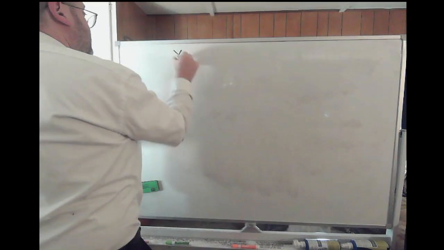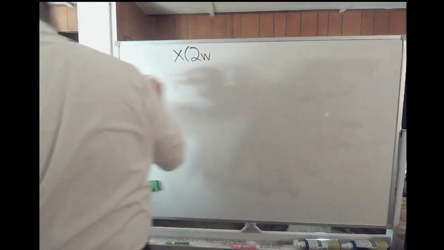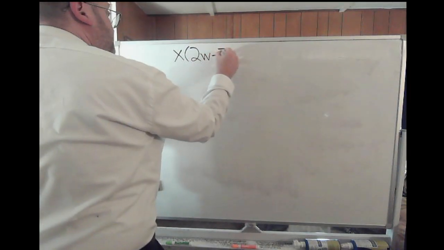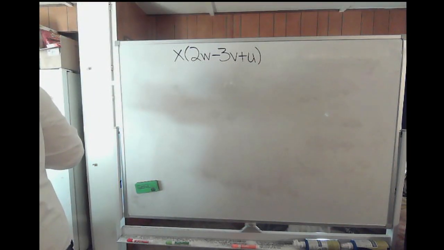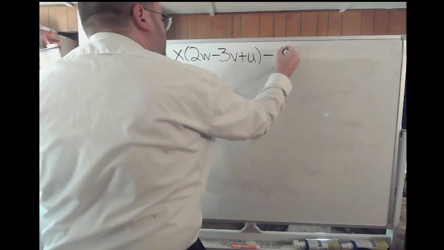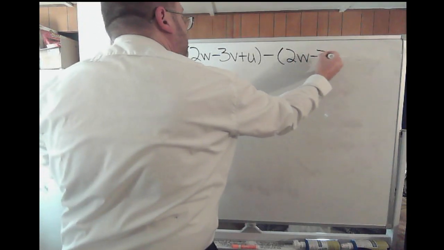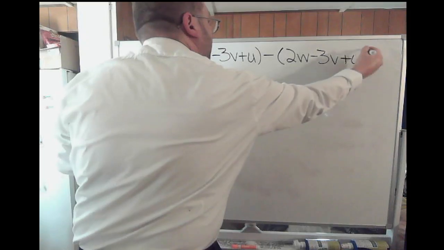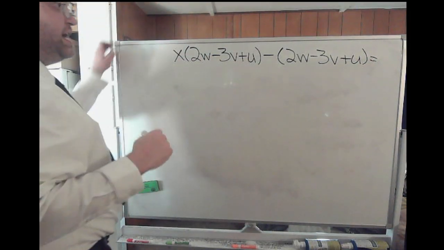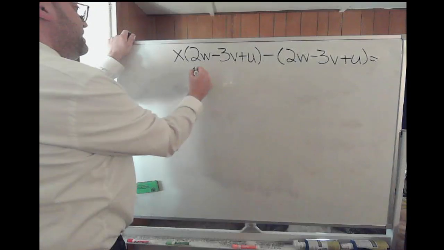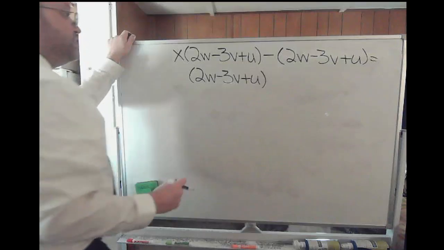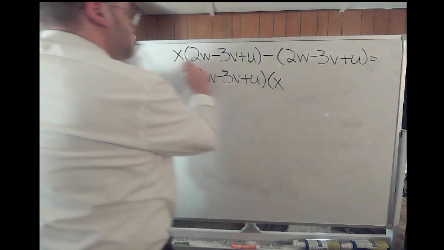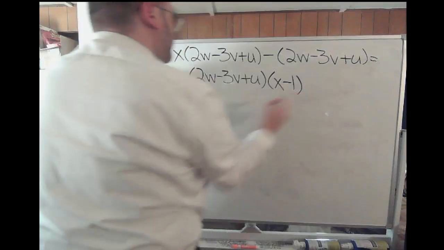Alright, let's see. We have x times the quantity of 2w minus 3v plus u, minus the quantity of 2w minus 3v plus u. Well, what do these two terms have in common? They definitely have the quantity of 2w minus 3v plus u in common. So that's just going to leave you with the quantity of x minus 1 for your other factor.